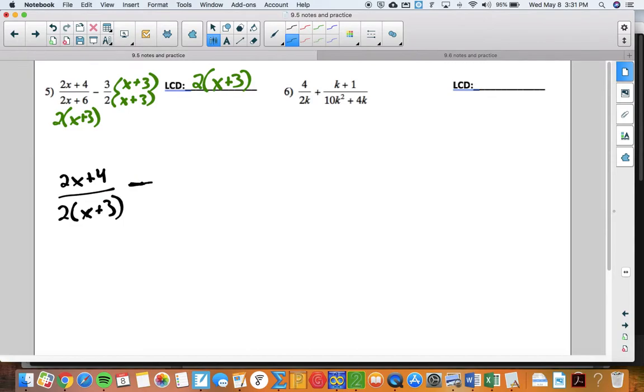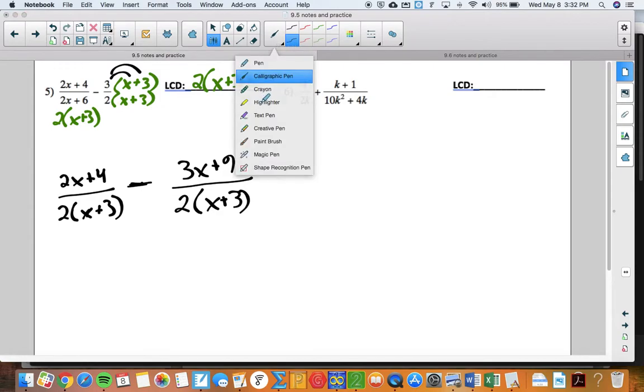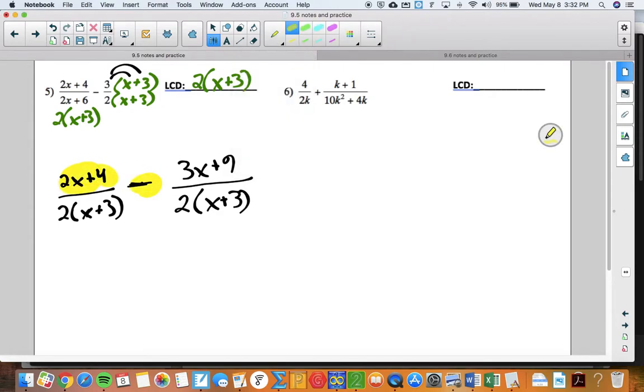And now we're subtracting off, distribute that 3 to everything. So it's 3x plus 9 over 2 times x plus 3. Because we have common denominators, now I can actually subtract the numerators. And we are subtracting, so remember to be careful. We're subtracting off the 3x and we're subtracting off the 9, so that's the same as adding a negative 3x and a negative 9.